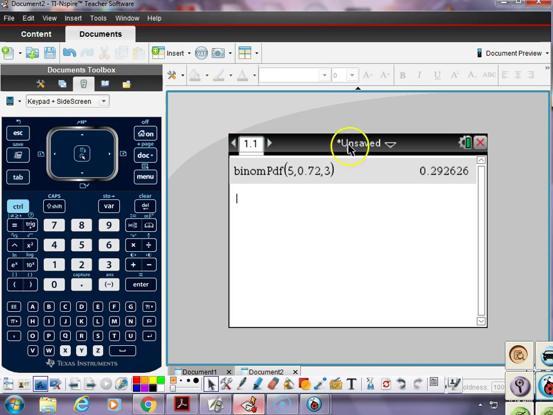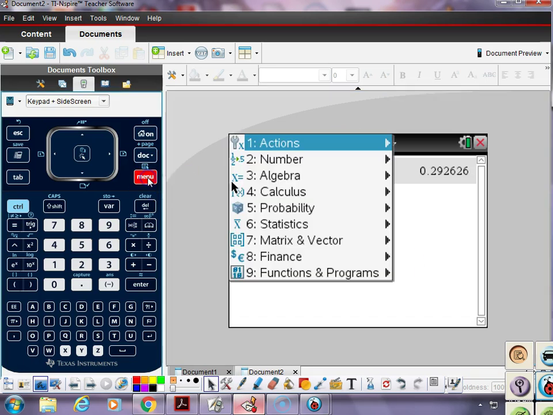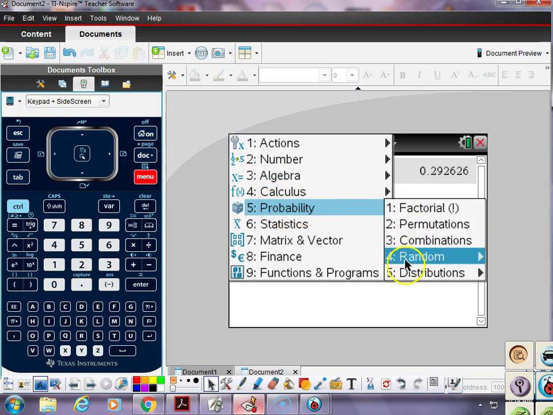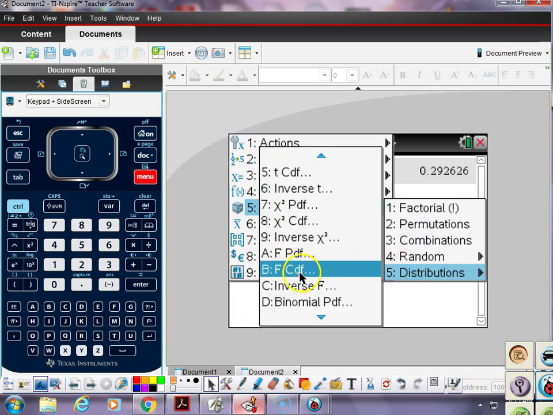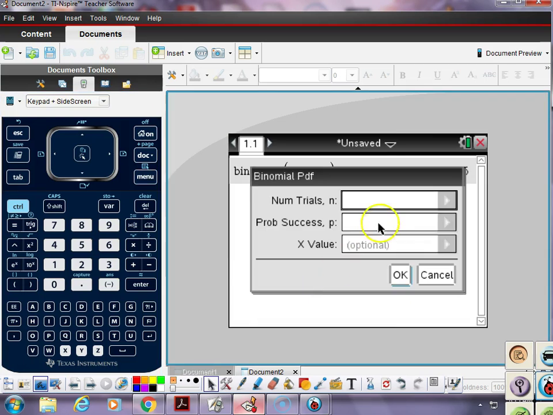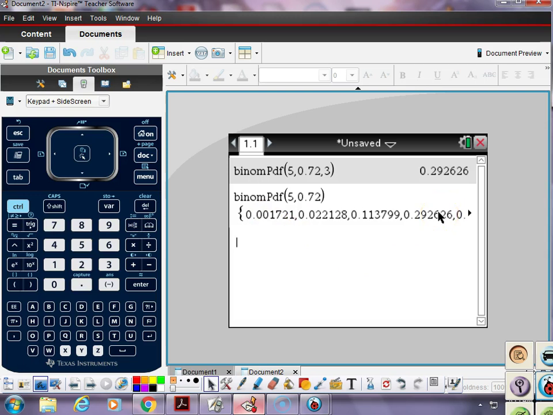Okay. Now, let's do the same thing. It said it was optional. Let's go through and not put it. Probability, distributions, and go to your binomial PDF and put in the same thing, 5, 0.72. It claimed this was optional, so I'm not going to put anything. It's giving me a lot of answers. Okay, here's what it's giving me. It's the probability of 0 successes, 1 success, 2 successes. Look, there's your 3. And then if you go up and scroll over, there's a probability of 4 successes and the probability of 5 successes. So it lists out all of them for you, 0, 1, 2, 3, 4, and 5.